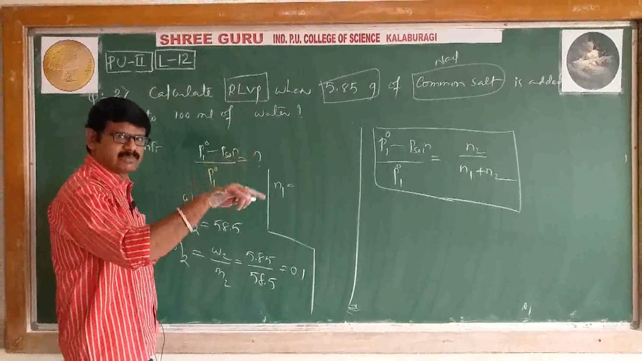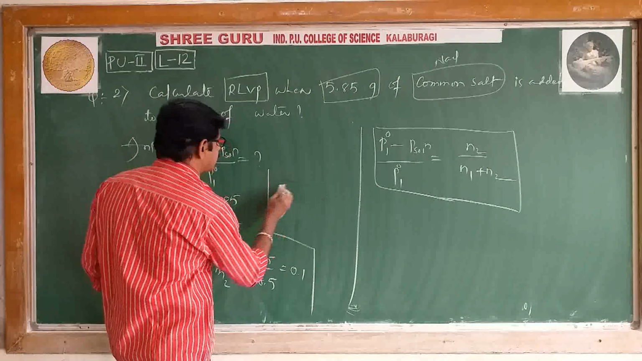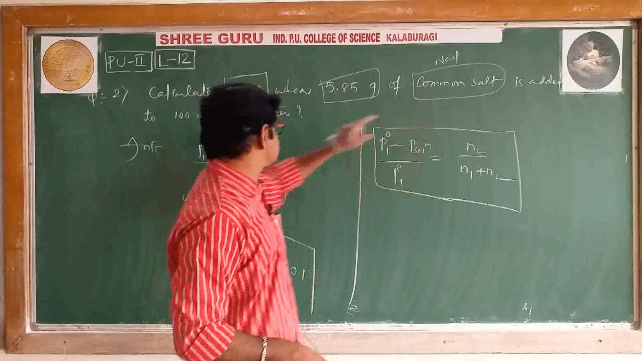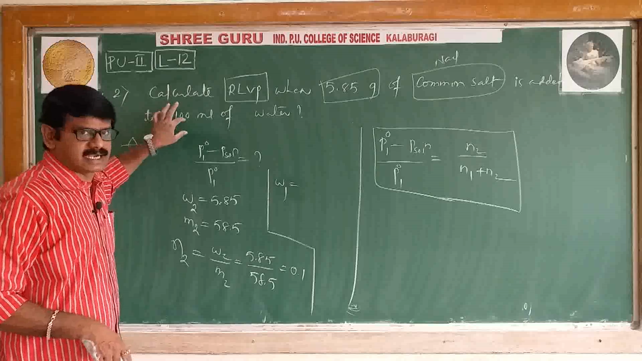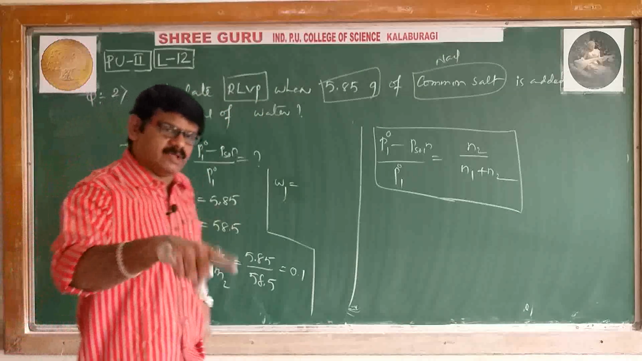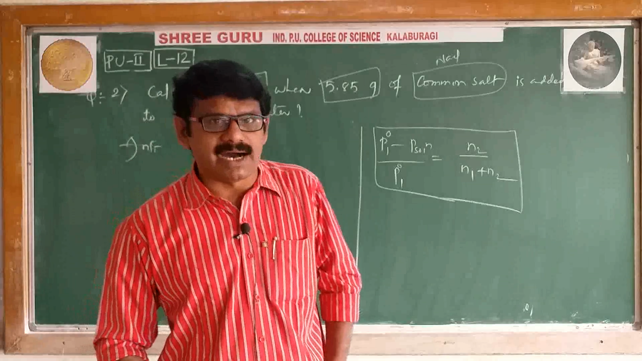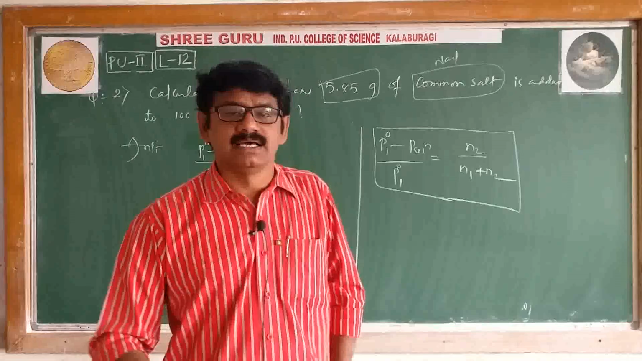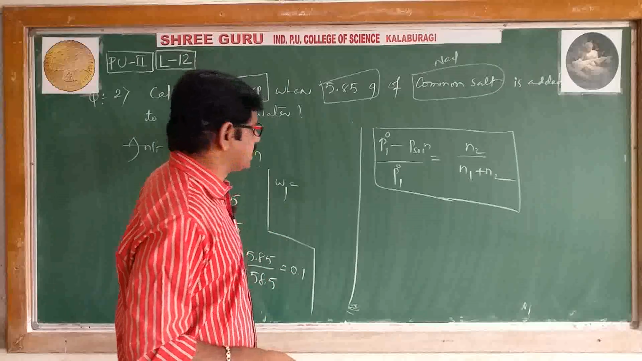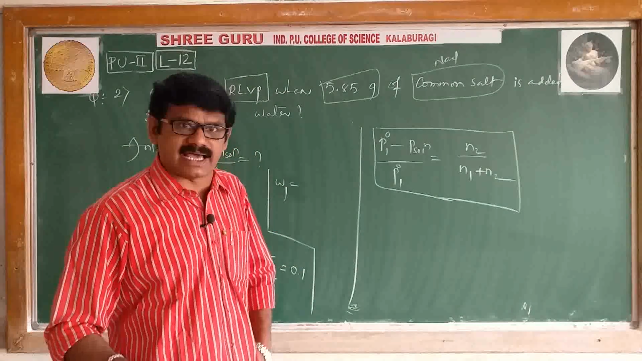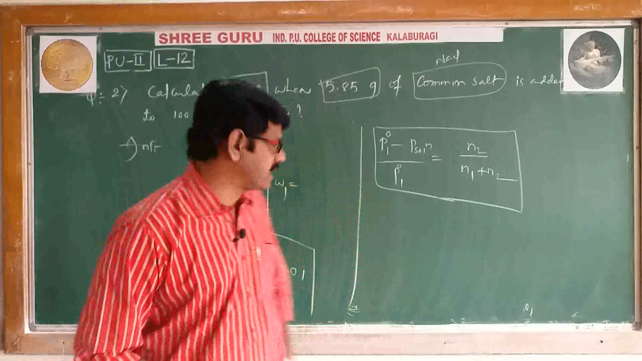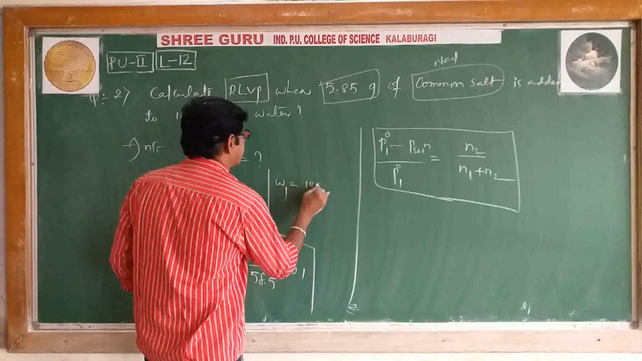N1 equals W1 by M1. We'll first write what is W1 and what is M1. W1 is the mass of solvent, but unfortunately the mass of solvent has not been given. Instead of mass, volume has been given, and that is water. If volume is given, mass is given indirectly, because the density of water is 1 gram per milliliter. That's why whatever the volume is, the same will be written as mass, because volume into density gives mass. That's why mass will be written directly as 100 grams.